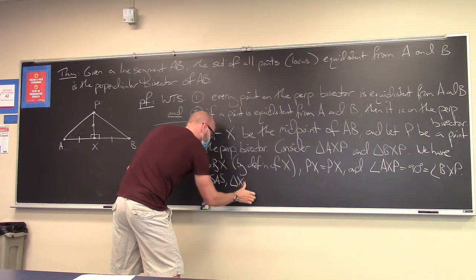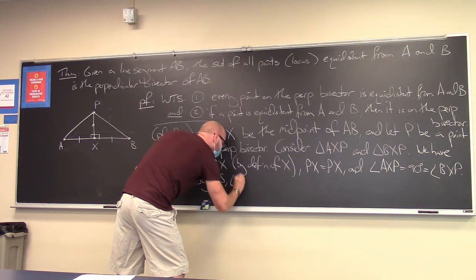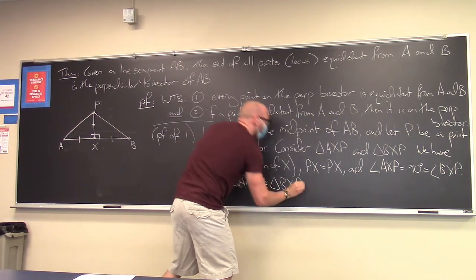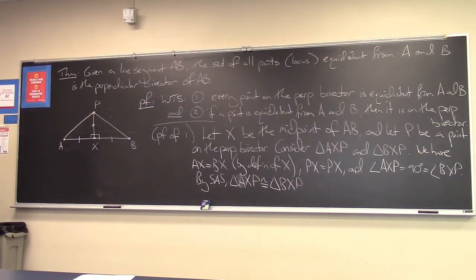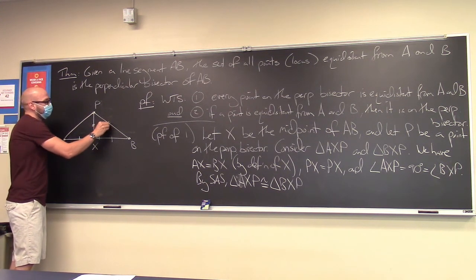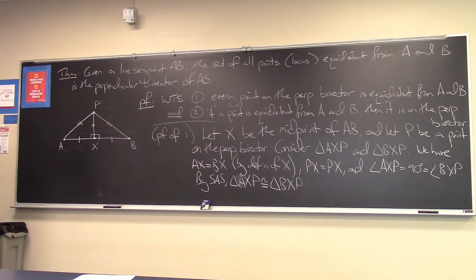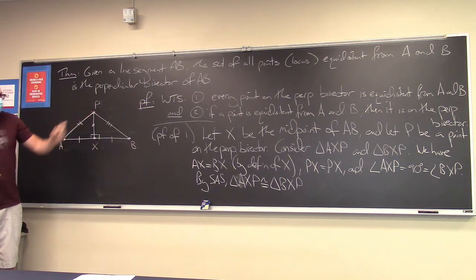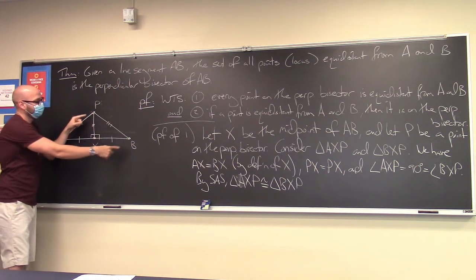So by SAS, triangle AXP is congruent to triangle BXP. So by identifying corresponding sides, that means that the hypotenuse of both of these right triangles are congruent. Same length. And that's what we wanted to show, right? Maybe I should have stated this right off the bat. The first thing we wanted to do is show that point P was equidistant from A and B, which we've done now, right? Length AP is the same as length BP.